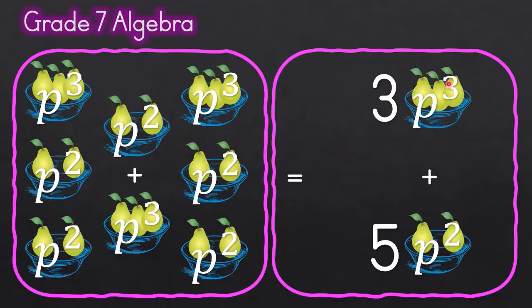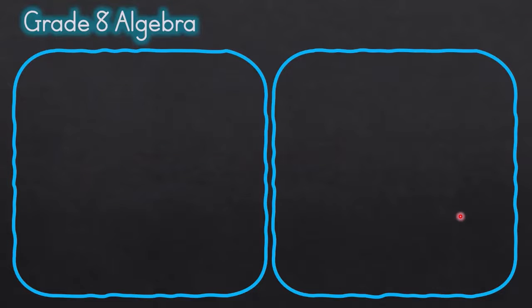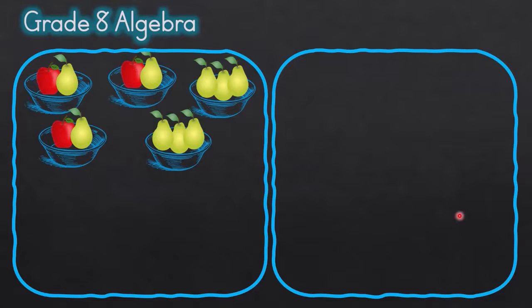I have 3 of those and I have 5 of those. Don't get confused by putting them together. They are not the same thing. Okay, so now we've moved on to grade 8 algebra. In grade 8, we have different baskets. Okay, they are completely different.